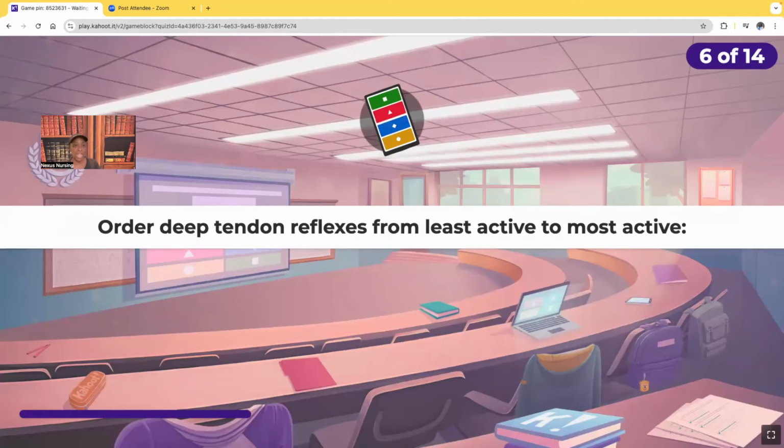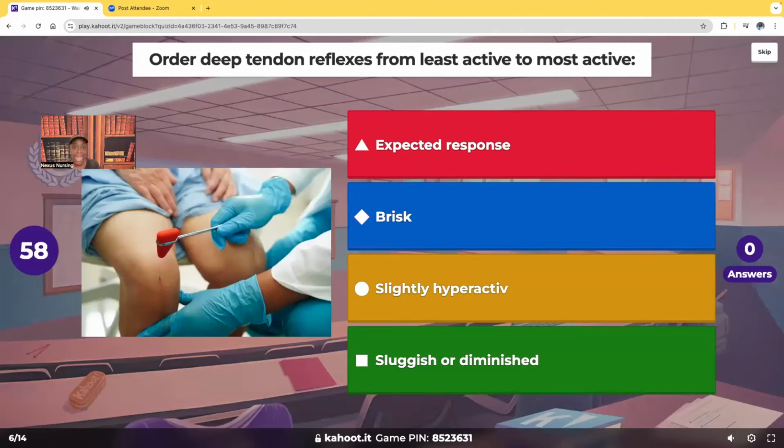Okay, let's put this in order, guys. Order deep tendon reflexes from least active to most active. So take your mouse and put it in order if you are on the Kahoot. If you're not, just type your answer on the live. Order the deep tendon reflexes from least active to most active.